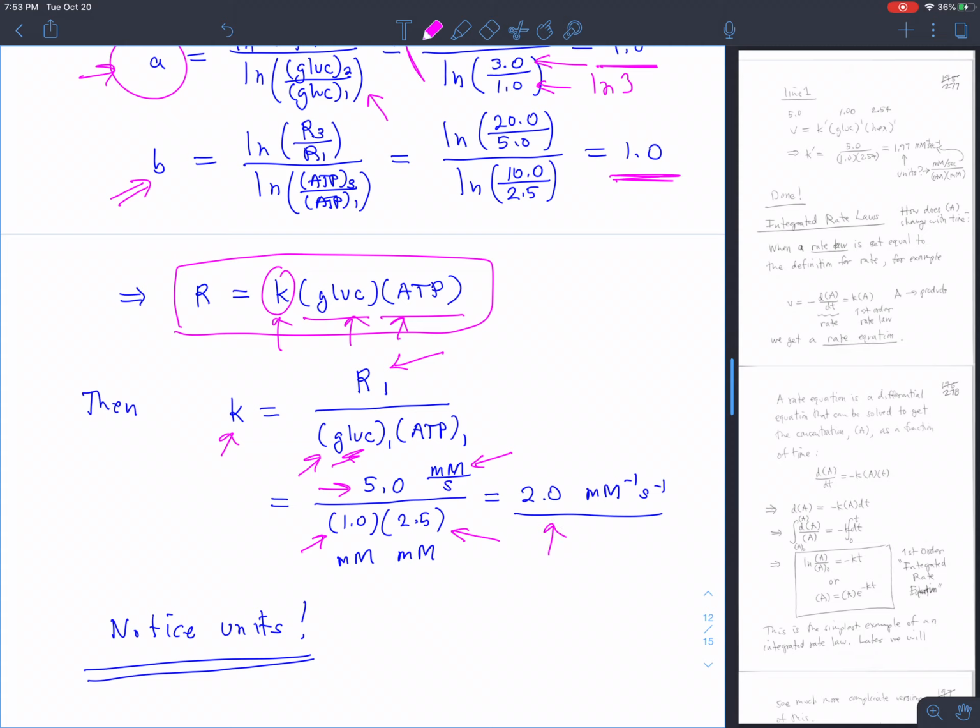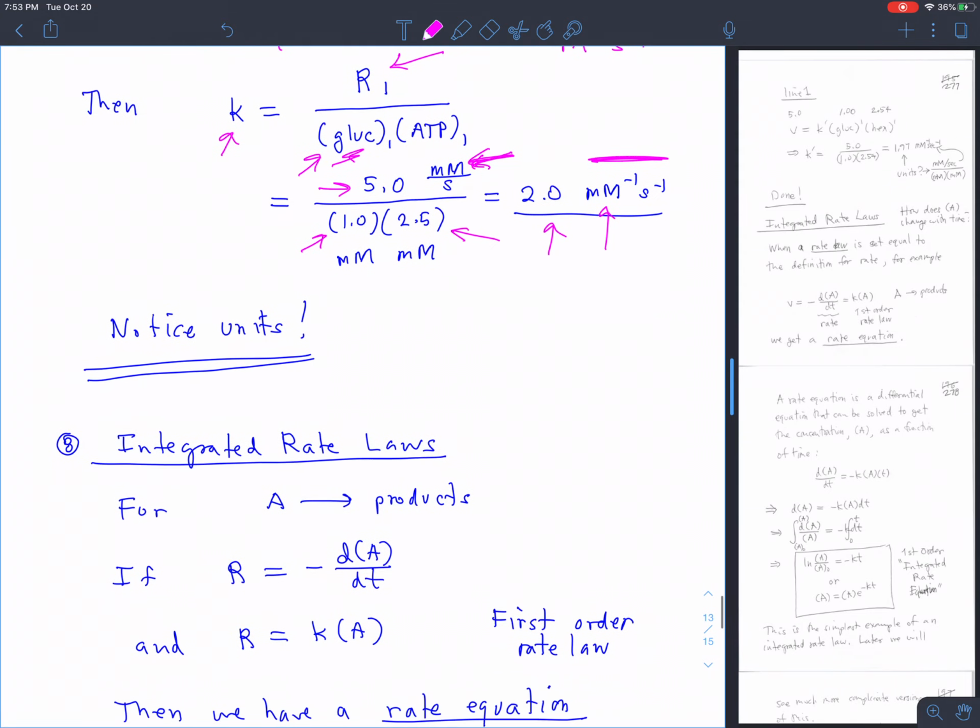And now note the units, millimolar to the minus 1, seconds to the minus 1, because this is a second order reaction overall. So we should get molar to the minus 1, seconds to the minus 1, but we used millimolar concentrations all the way through, and that gave us millimolar instead of molar, but it's the same thing.